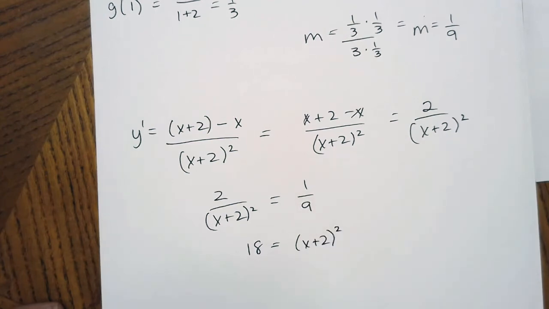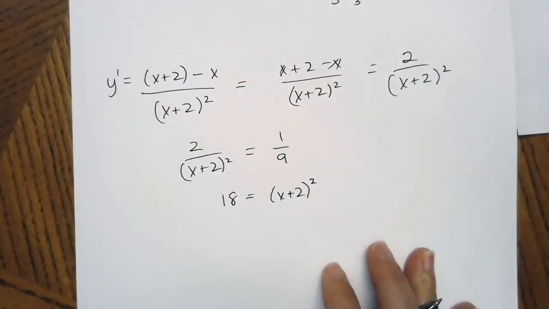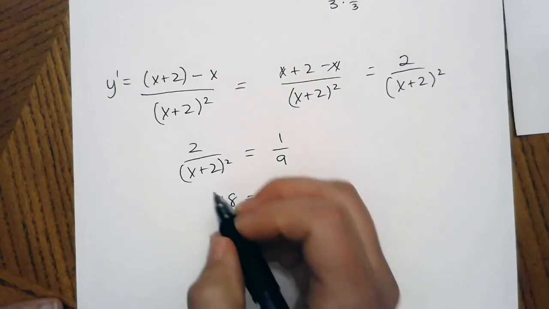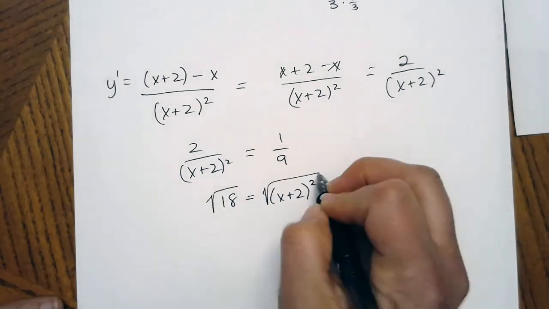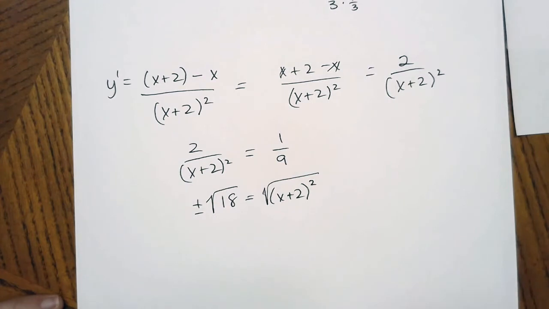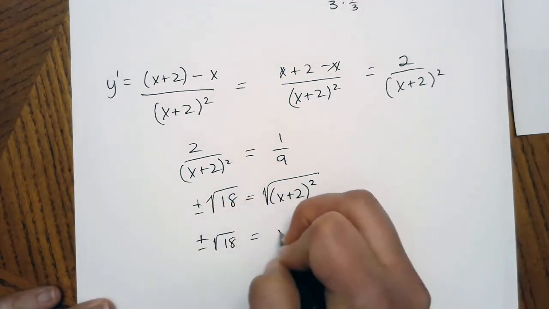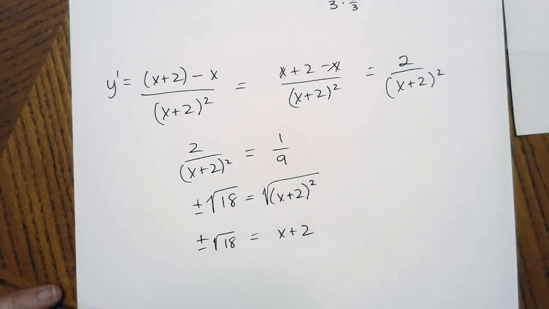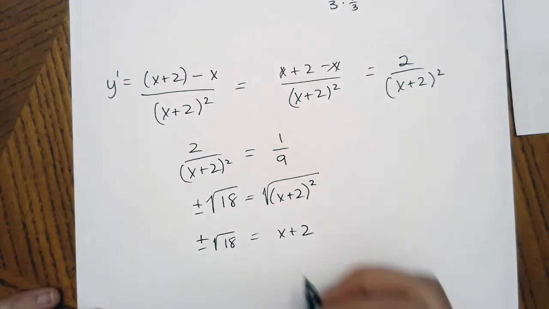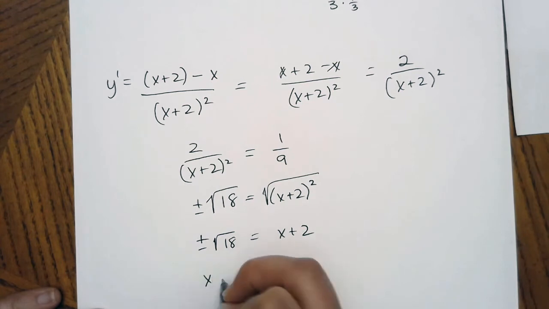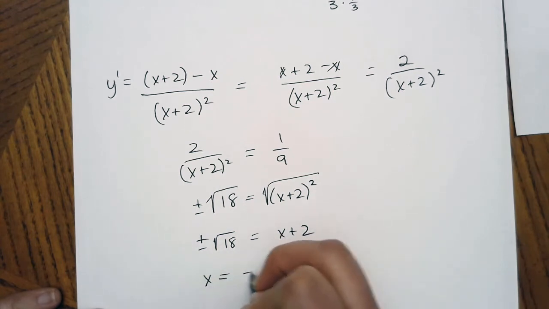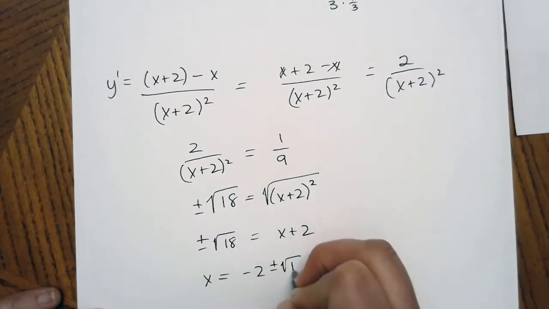quantity squared. And now we're going way back to algebra here, so we can take the square root of both sides. When I do that, I put plus minus, of course. And so I get plus and minus the square root of 18 equals x plus 2. And I can move the 2 to the other side, so I'm going to write it in this direction. X equals negative 2 plus or minus the square root of 18.